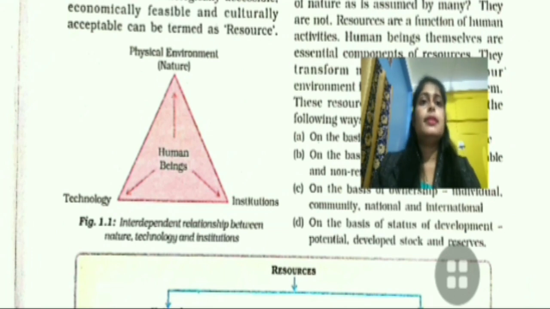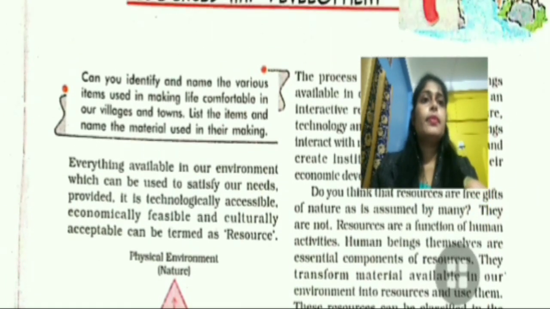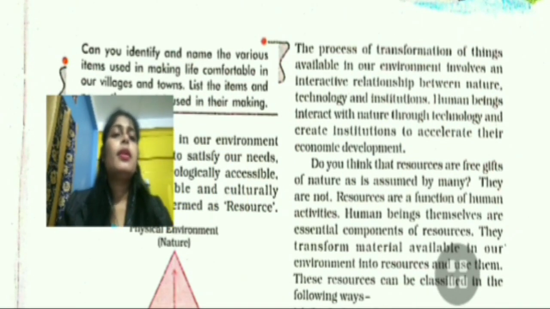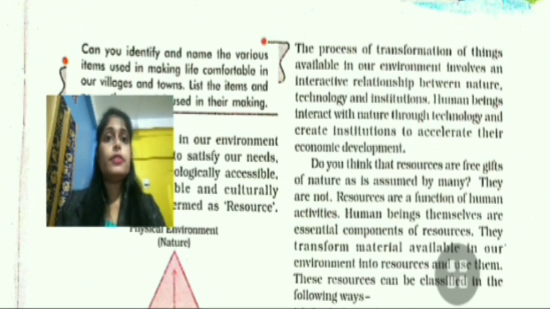Hope you understand. Now see the next portion. The process of transformation of things available in our environment involves an interaction between nature, technology, and institutions. Human beings interact with nature through technology and create institutions to accelerate their economic development. I already said these things. Here is another thing: when, with human knowledge, the necessary resources are processed and transformed into different products in an institution, it can develop the economic standards of the people.